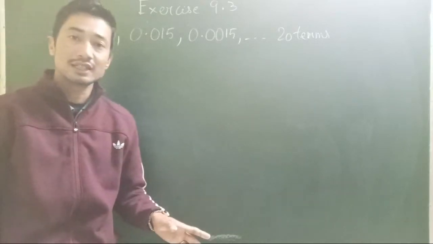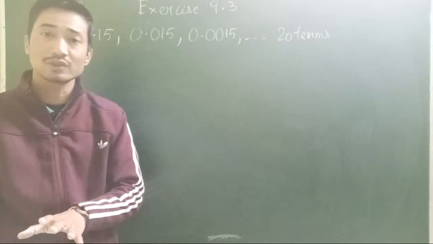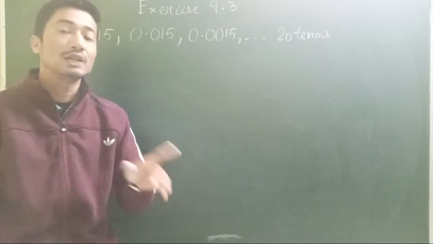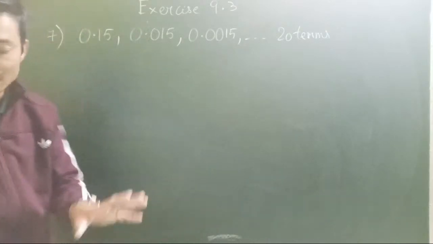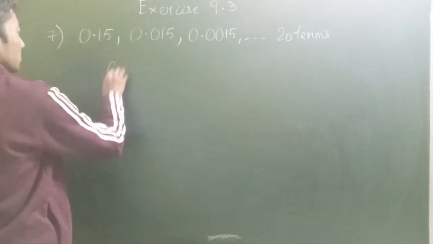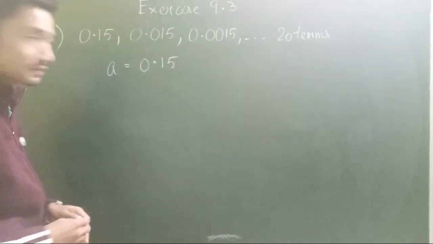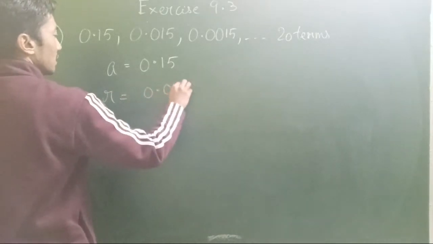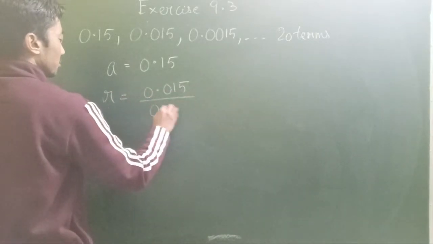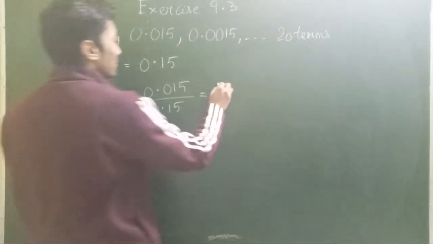And when r is less than 1, we have one formula that we use to find the sum of n terms. I hope you have that with you. So let's go for it. First term is 0.15. Common ratio is 0.015 divided by 0.15. Let's simplify it in the simplest possible way.